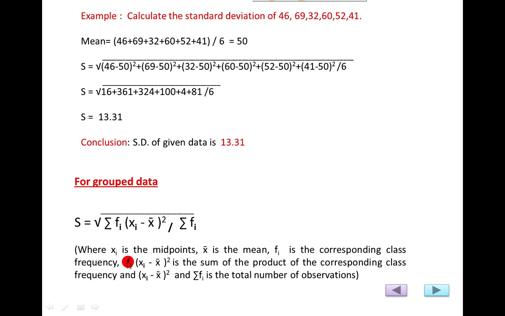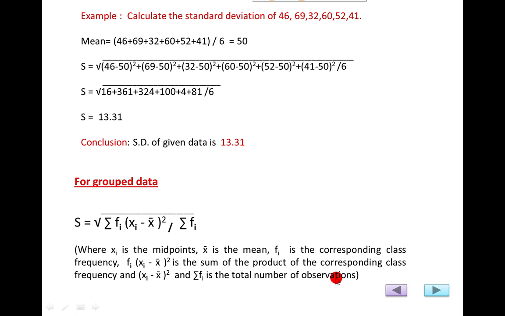Okay, this sentence starts from this point to this point. Fi xi minus x bar whole square is the sum of the product of the corresponding frequencies. This is the corresponding frequency, and this is the term, corresponding frequencies and xi minus x bar whole square. First we will multiply both terms and then sum this. So fi xi minus x bar whole square is the sum of the product of the corresponding frequency and xi minus x bar whole square, and summation fi is the total number of observations.